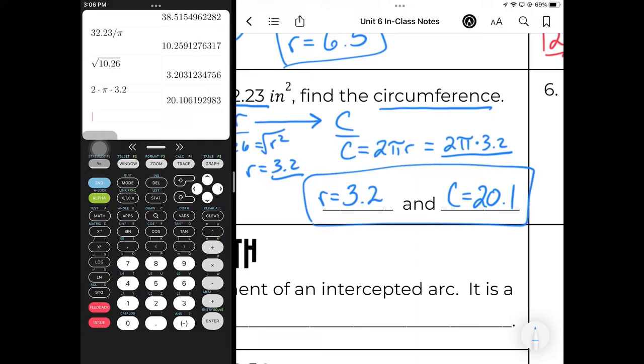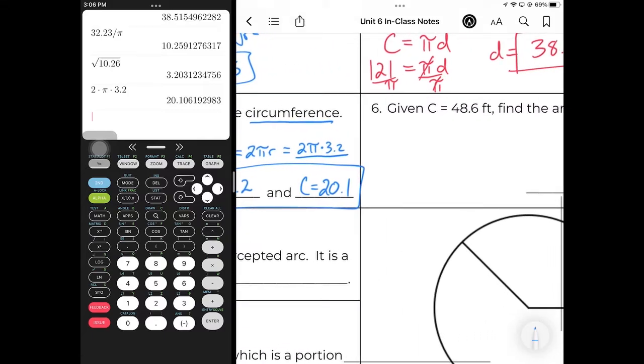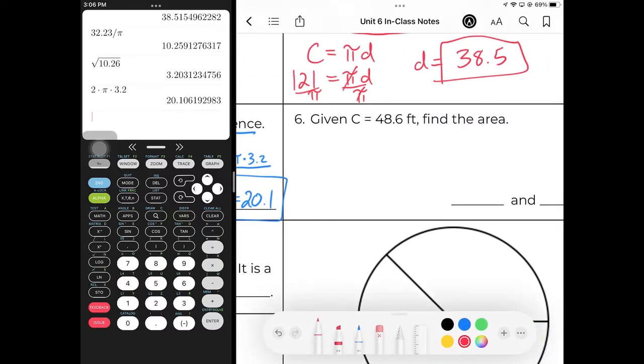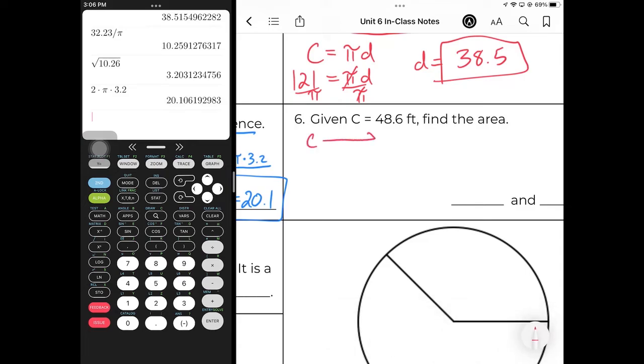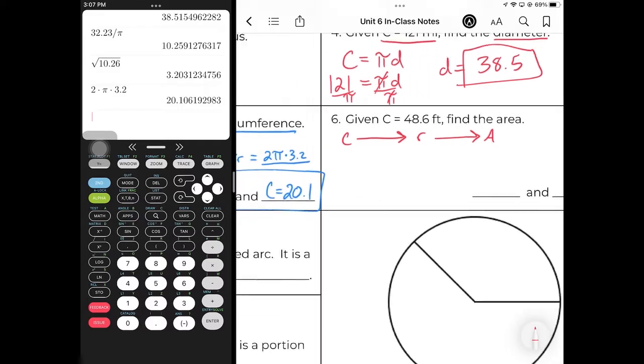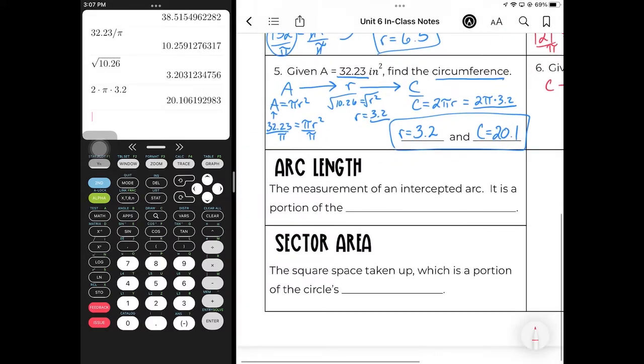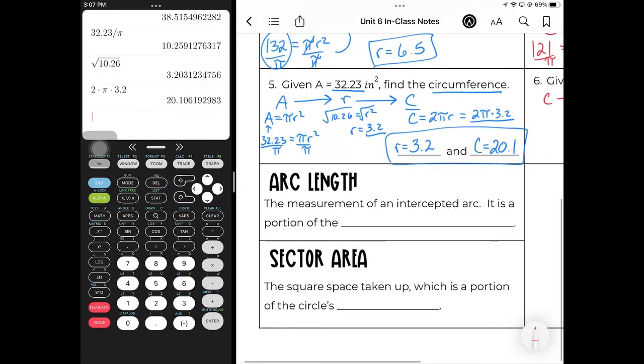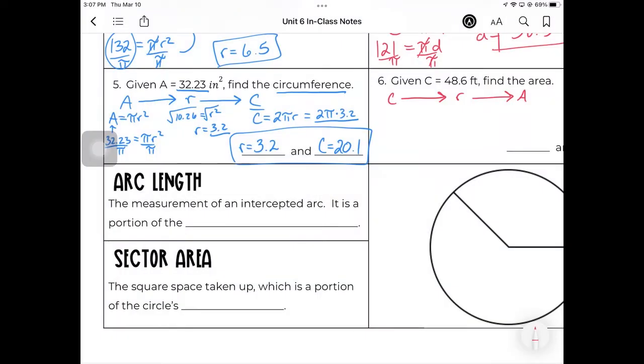Okay. Now, for the sake of time in this video, we're going to skip number 6. It uses kind of the same logic, but we start the other direction. We start with the circumference, we work backwards to the radius, take that radius and find the area. So the in-class notes document that is attached to the homework check has this filled out completely, and you can check these answers of anything we skip. But for the sake of the video, we're going to move on to the next big idea. And that's the idea of arc length and sector area.